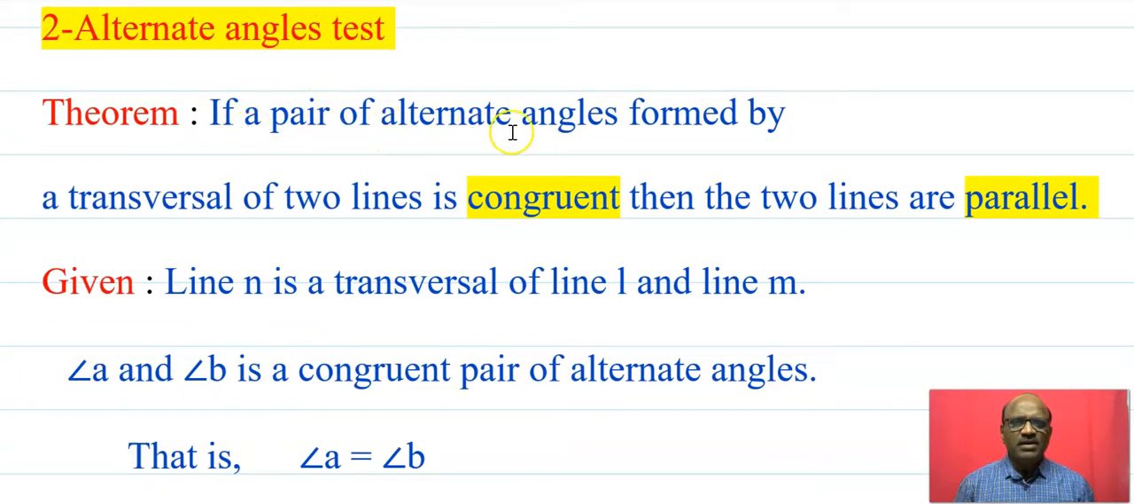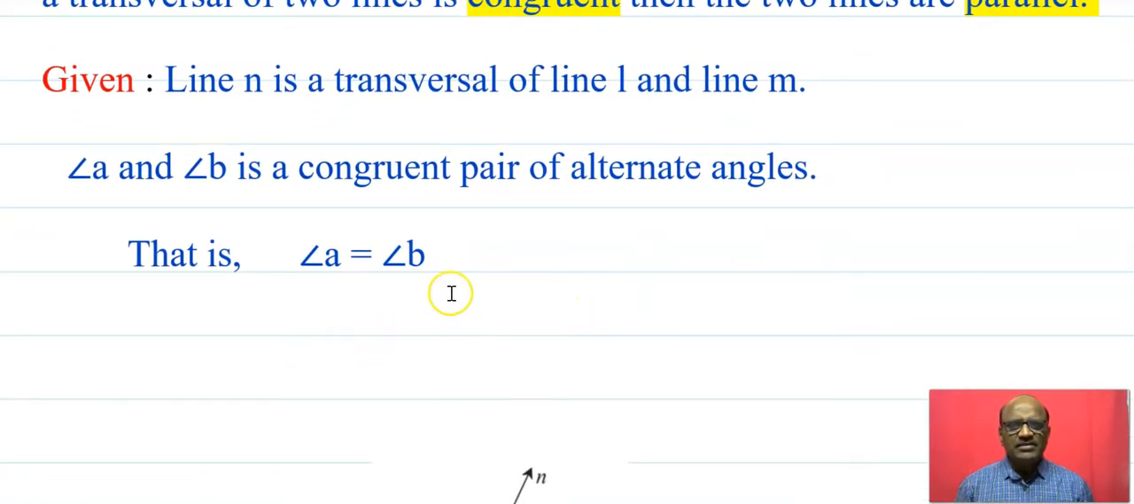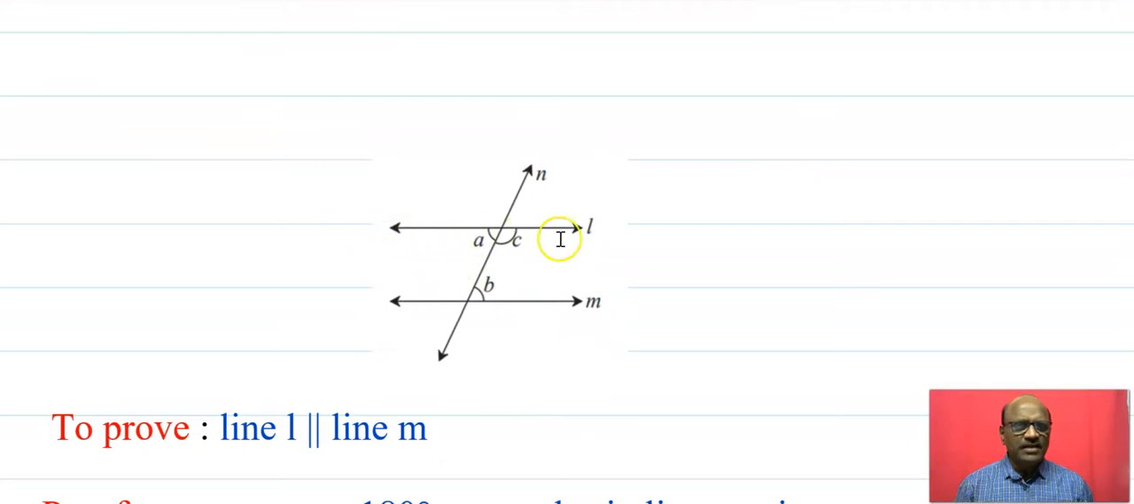If a pair of alternate angles formed by a transversal of two lines is congruent, then the two lines are parallel. Here the line N is a transversal of line L and line M. Angle A and angle B are a congruent pair of alternate angles, that is, angle A is equal to angle B. If these alternate angles are congruent, then the lines are parallel. That is, line L is parallel to line M, and this is called the alternate angle test.